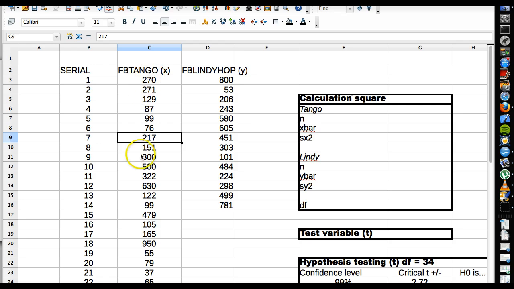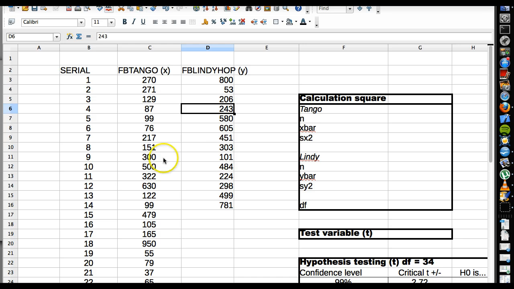In this first sample we have the Tango dancers. In the second sample we have the Lindy Hoppers, and then we've asked them, how many friends do you have on Facebook? So this Tango dancer has 76 friends on Facebook, and this Lindy Hopper here has 101 friends on Facebook. So we want to compare this phenomenon. Do Tango dancers have fewer or more friends on Facebook as compared to Lindy Hop dancers?